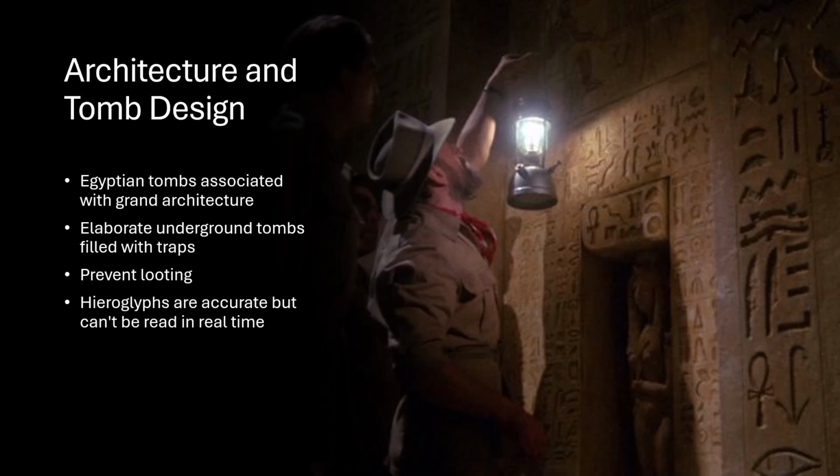For the architecture and tomb design in the movie, Egyptian tombs are associated with grand architecture, and they showed that in the movie. And tombs did actually have traps and hidden chambers in them, and that was to prevent looting, because the tombs are where they would house the dead.